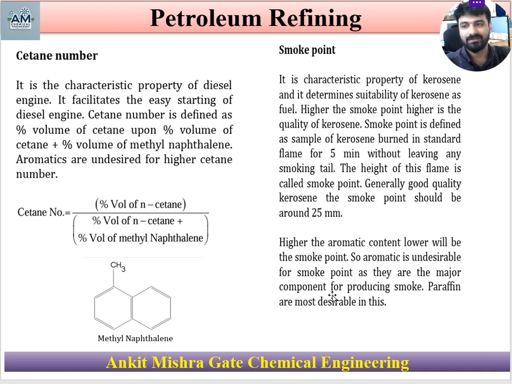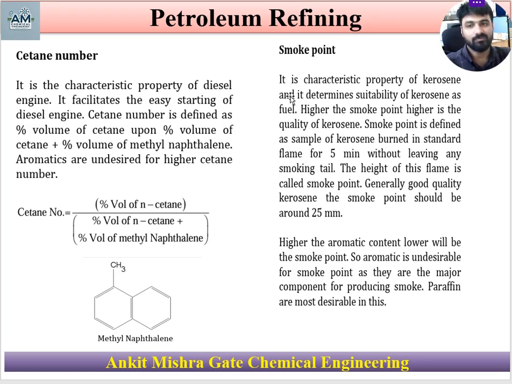Now coming to the cetane number, this is the characteristic property of the diesel engine. It facilitates the easy start of the diesel engine, right? So cetane number is defined as the percentage volume of NC10 divided by the percentage volume of NC10 plus alpha methyl naphthalene, right? The cetane number of NC10 is 100, and that of alpha methyl naphthalene is generally 0. When you calculate this value, it will give you the cetane number. And you can see alpha methyl naphthalene is something like a methyl group added on the naphthalene ring at the alpha position. That's why it is called alpha methyl naphthalene.